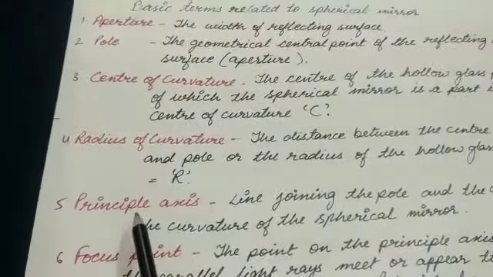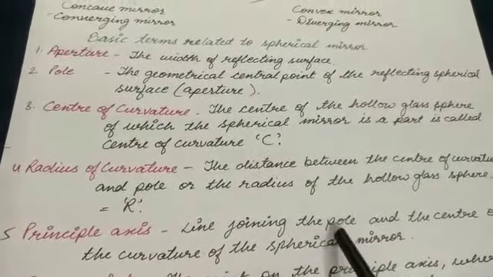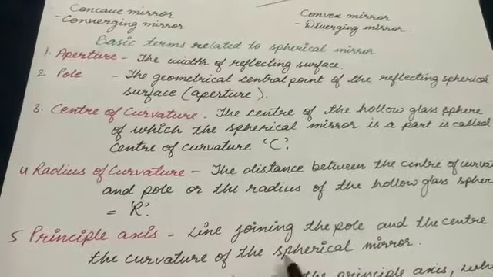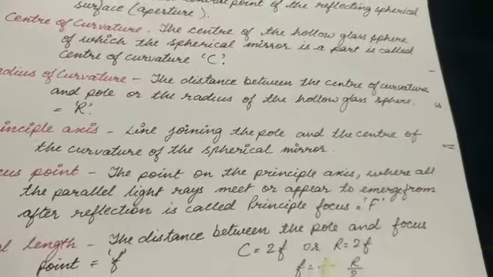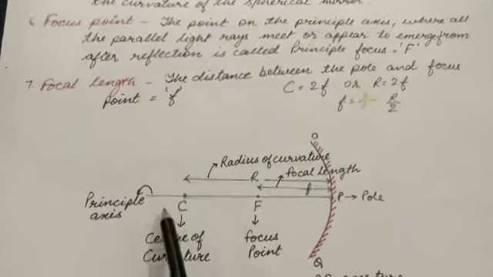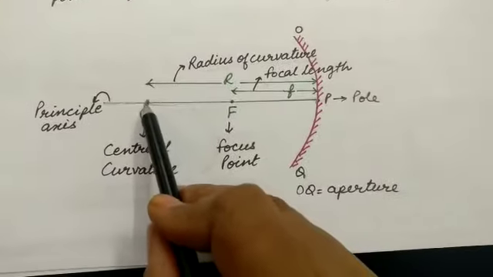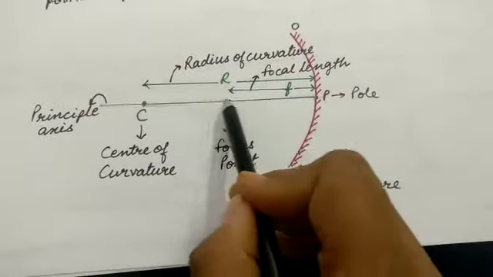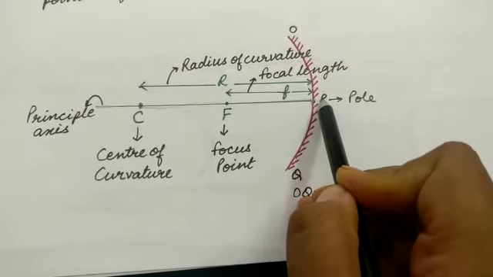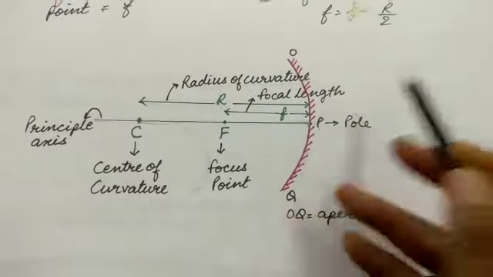Now, principal axis. The line joining the pole and the center of curvature of the spherical mirror is called the principal axis. So here is the center of curvature and the pole. The straight line which joins these two points is called the principal axis.